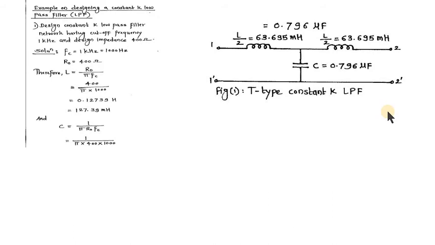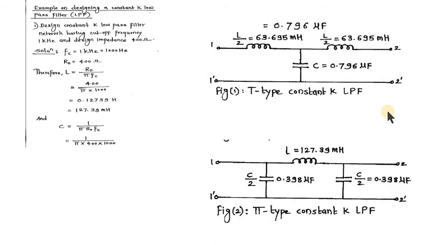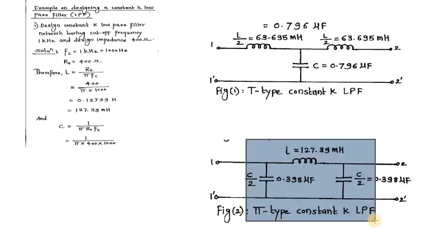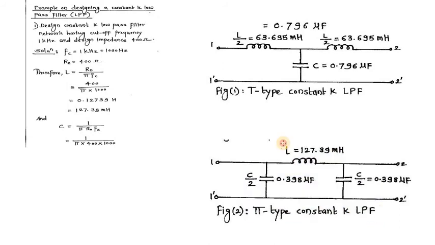When we talk about designing a low pass filter of the pi type, this is the usual configuration. The configuration consists of one inductor in the series arm and two capacitors in the shunt arm. So one inductor in the series arm obviously should be of the value 127.39 millihenry, but two capacitors are to be connected to form a shunt arm.